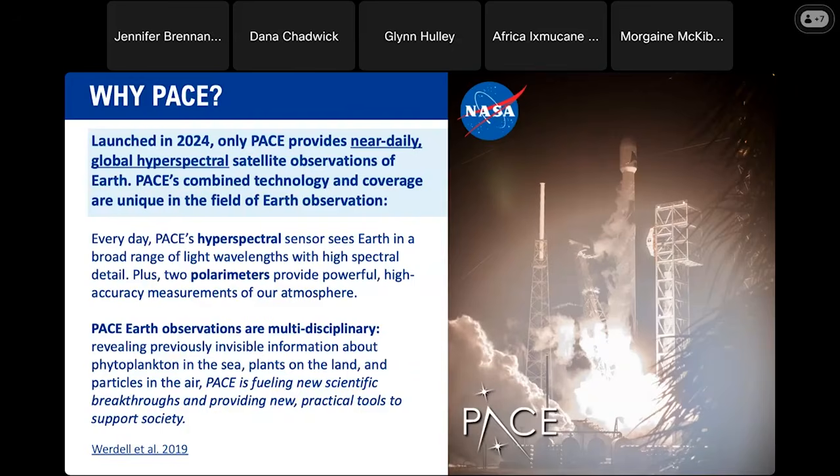PACE Earth observations also are multidisciplinary. That means we're learning new things about phytoplankton in the sea, plants on the land, particles in the air. And we anticipate PACE is going to be fueling a lot of new breakthroughs and give us new practical tools to help support society with Earth observation data.